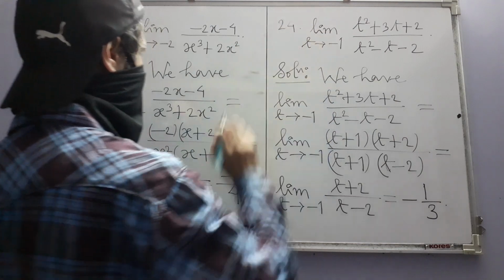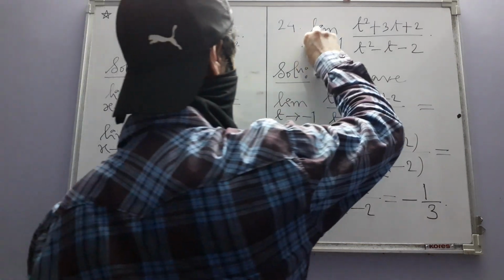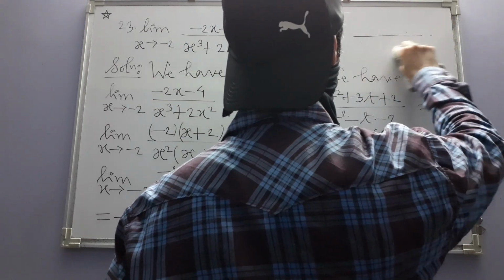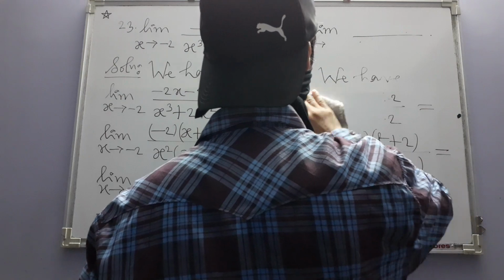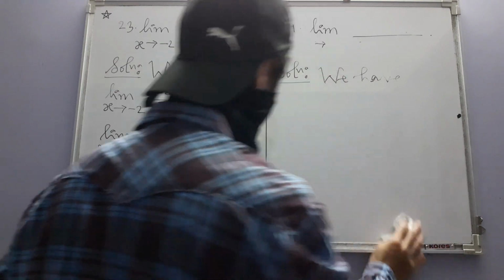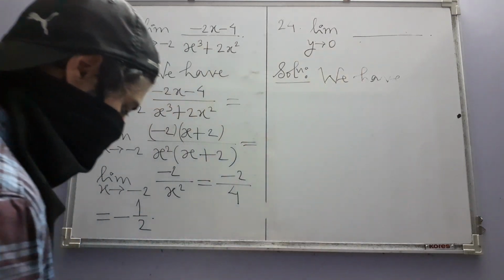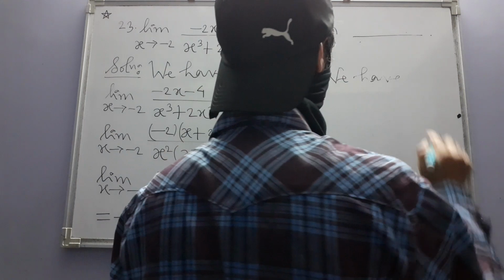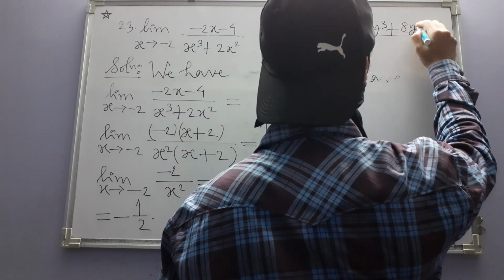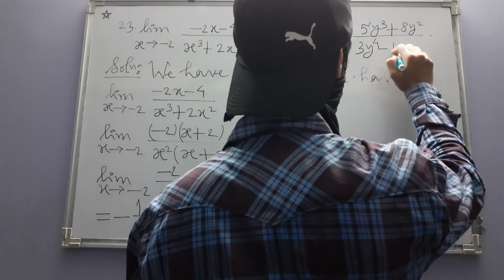Next, 24. Okay, here the independent variable has been chosen to be y, and y is approaching 0, and the function is 5y cubed plus 8y square over 3y to the power 4 minus 16y square.